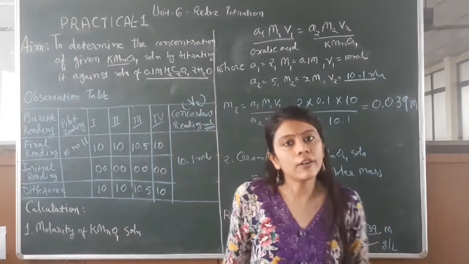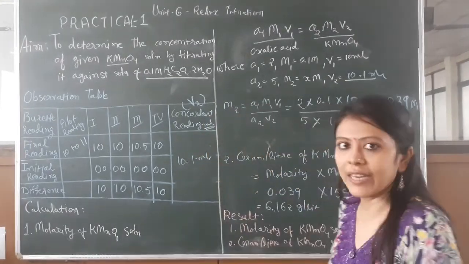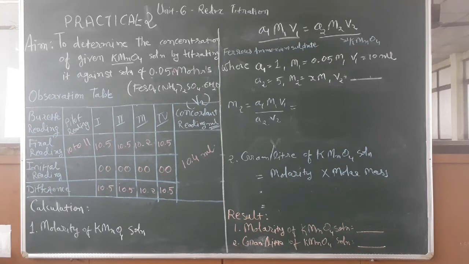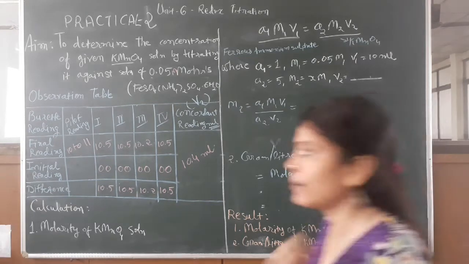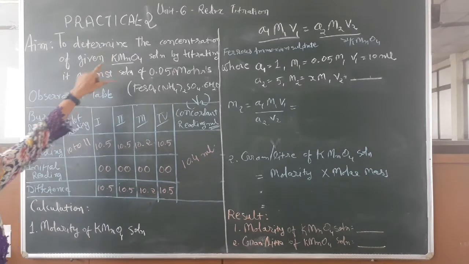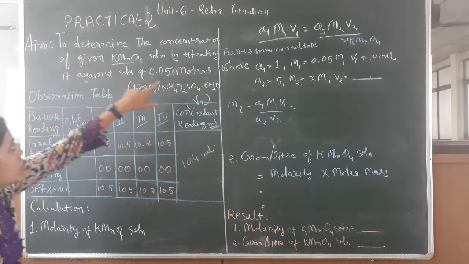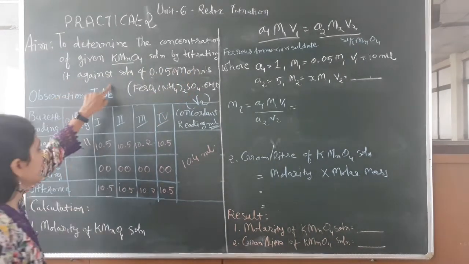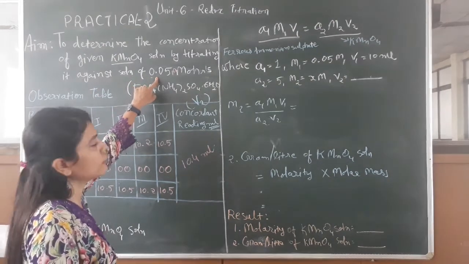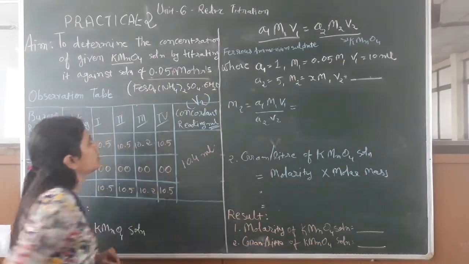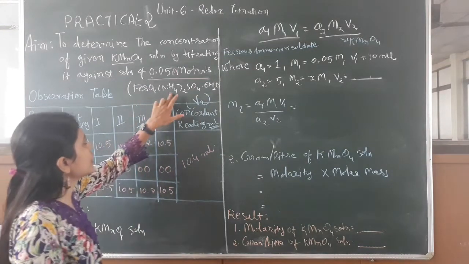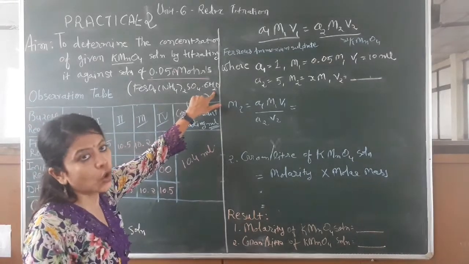Then next, practical 2. For the second practical calculation, aim: to determine the concentration of given KMnO4 solution by titrating it against 0.05 molar Mohr's salt, as you can say, ferrous ammonium sulfate, with the formula FeSO4 (NH4)2 SO4 6H2O.